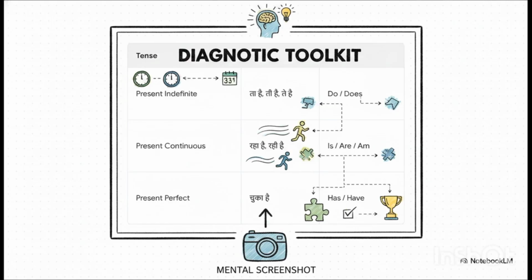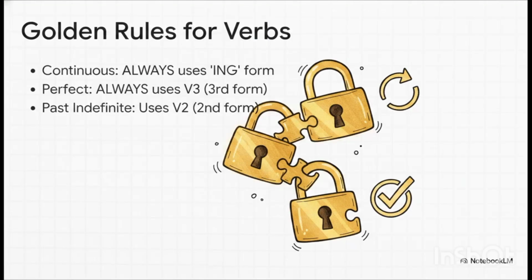Taking a mental picture of this exact logic is pretty much the secret to finding the right helping verb every single time. So the crucial point is, once the actual tense is identified, this framework gives us these totally unbreakable shortcut rules for the main verb. For instance, continuous subcategories absolutely always use the ing form. Perfect subcategories lock in the third form, or V3. And past indefinite, it exclusively uses the second form, V2. I love it because it's just such an incredibly structured system, there's no guesswork.